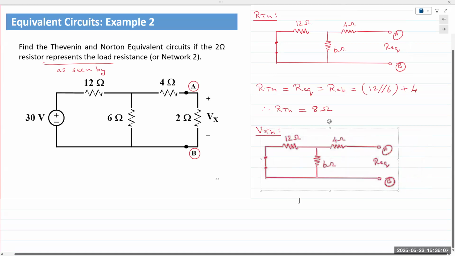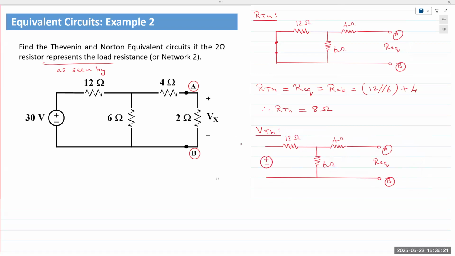And so now this source comes back, and we have a voltage source of plus minus 30. Okay, plus minus 30 volts.